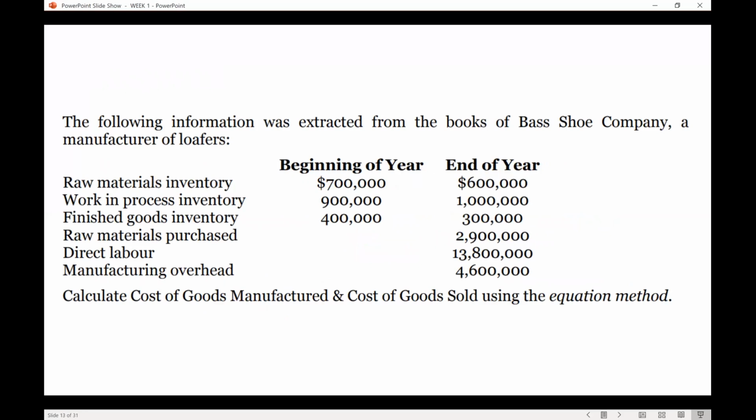All right, so let's look at another question. It says, the following information is extracted from the books of Bashu Company, a manufacturer of loafers. And we have the same type of information: raw materials, working process, finished goods, raw materials purchased, direct labor, and manufacturing overheads. They're asking us to calculate cost of goods manufactured and the cost of goods sold using the equation method, using the formulas. And again, if they ask us to put it in a schedule or a table, it's the equation vertically.